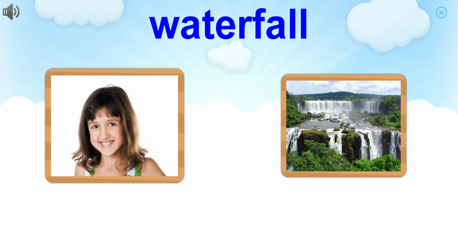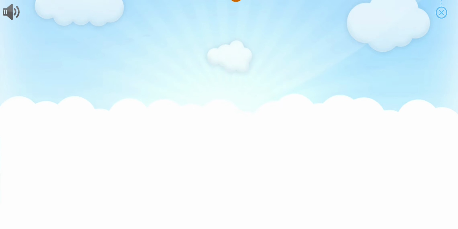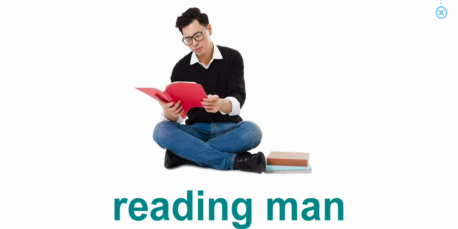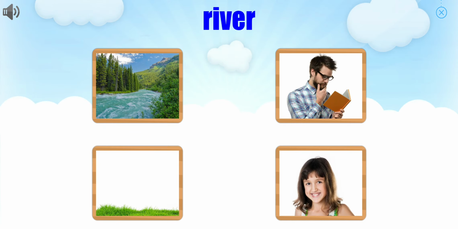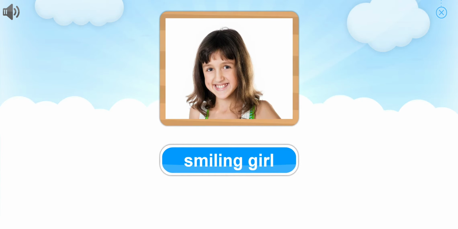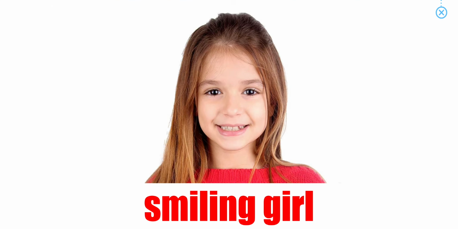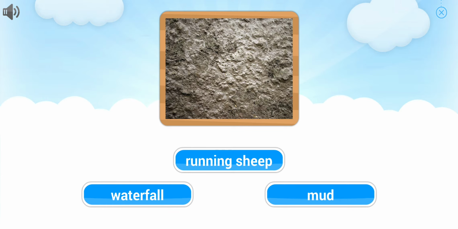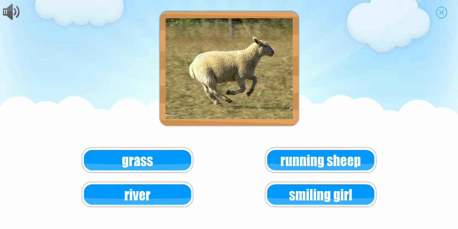Choose the picture that goes with the word. Great job! Waterfall. Choose the picture that goes with the word. Fantastic! Reading man. Choose the picture that goes with the word. Great job! River. Choose the word that goes with the picture. Awesome! Smiling girl. Choose the word that goes with the picture. You did it! Mud.